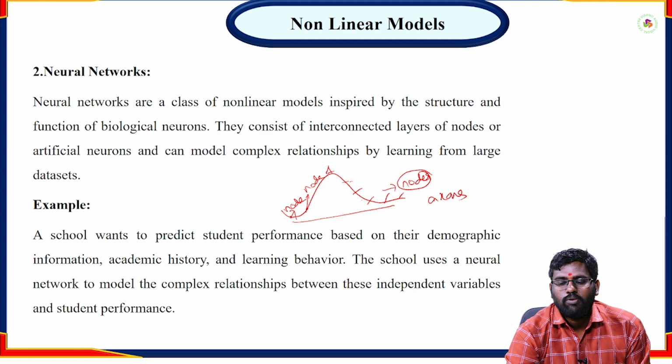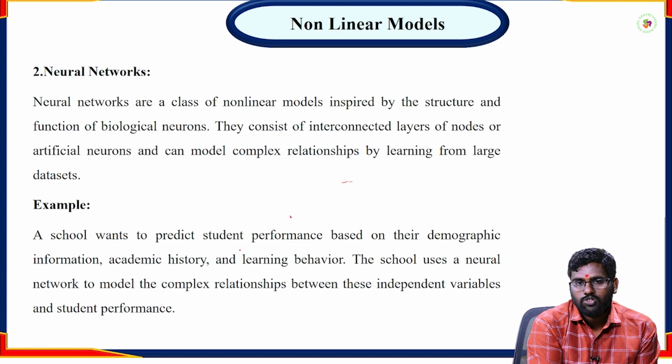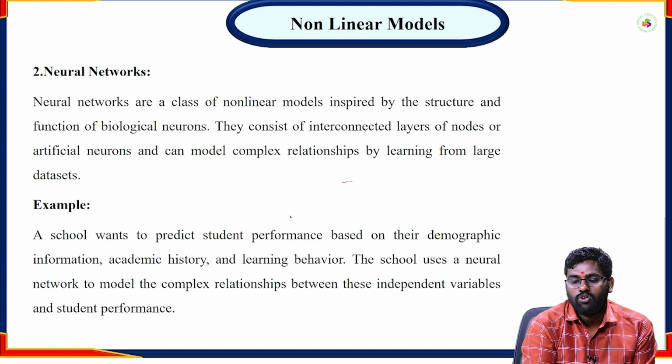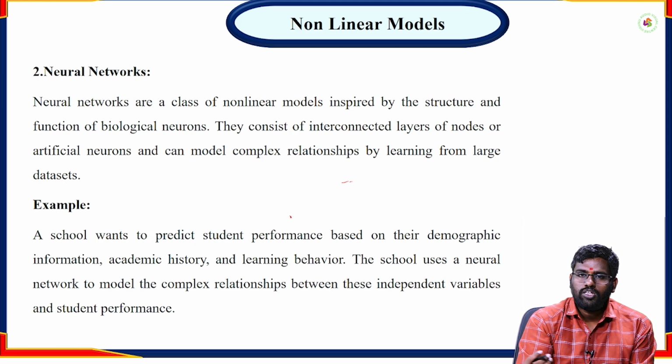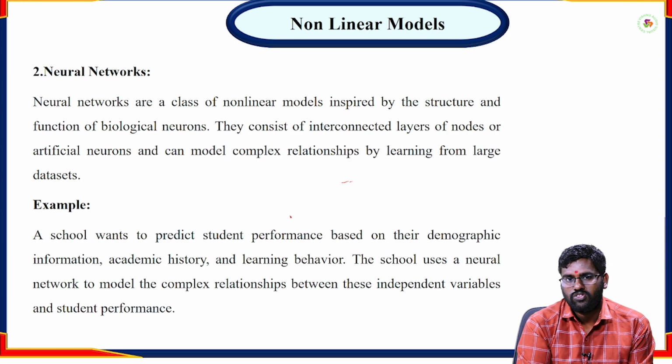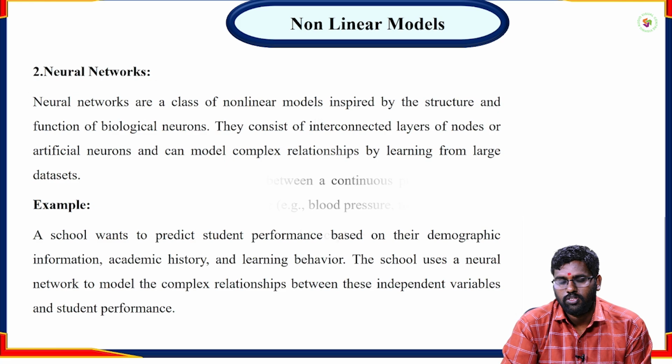These are all the different parts of the neural network. Now, see this example. If the school wants to predict student performance based on their demographic information, academic history, and learning behavior, then based on the students' exam performance and school discipline, everything they are considering, they assume this person has high performance and high discipline. Like that, they need to assign the variables.